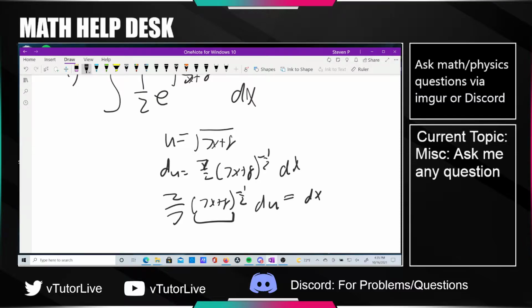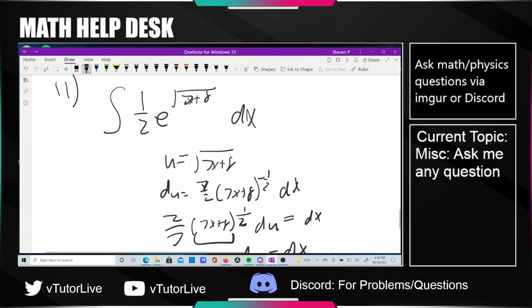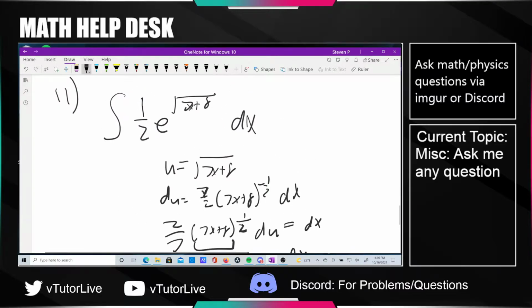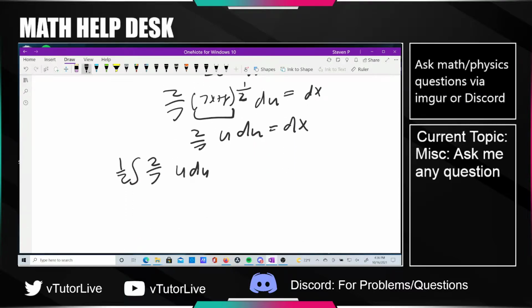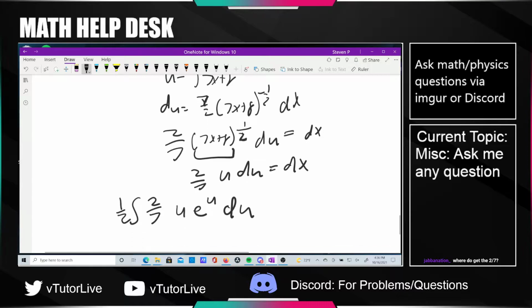And this over here is just a factor of u itself. So this just becomes 2/7, I think, u du is equal to dx, right? So maybe I'm being barbaric here, but I don't think this is even necessarily integration by parts, at least not in the first step anyways. But okay, we have 1/2 times 2/7 u du, and then we replace, and that just looks like e to the u du, right? Because this is e to the u, and then dx is all this stuff.